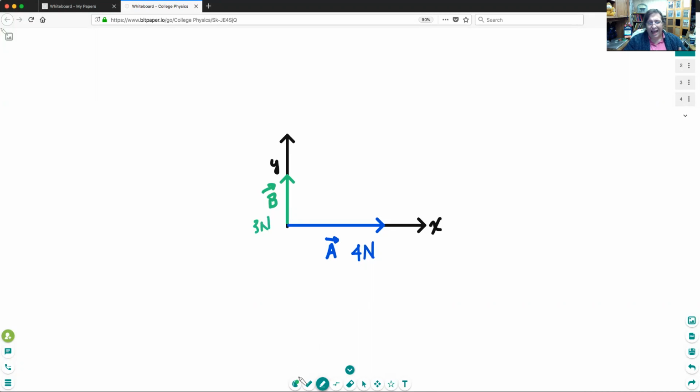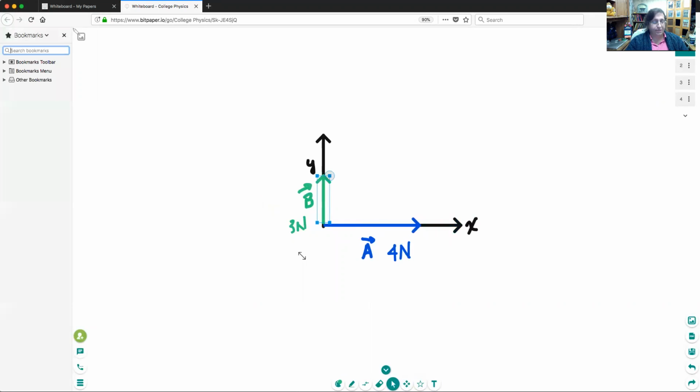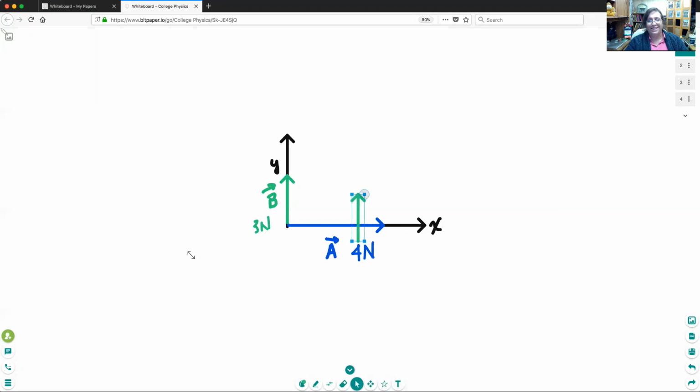Now, the way this is going to work is it's pretty simple, actually. We're going to do some addition of the vectors. So I'm going to choose vector B here. We're going to copy it, and paste it. There we are. And we're going to move it right here at the tip of vector A.